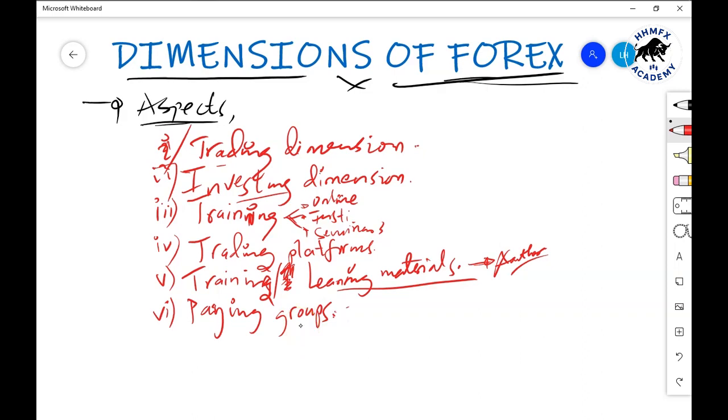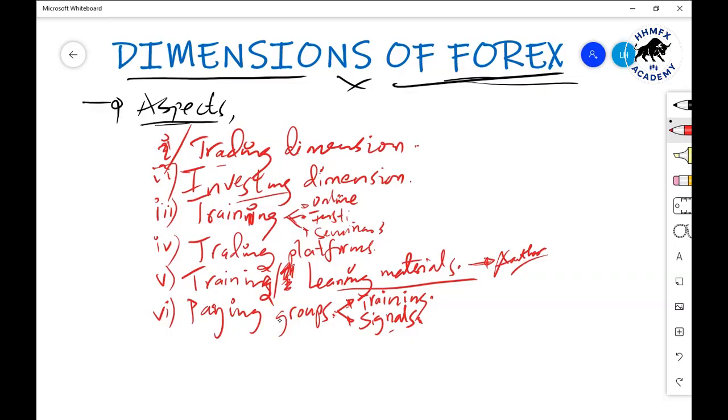Now those groups can be of different types. Sometimes they are training groups. There are certain groups that are specifically concerned with training, so a person who wants to learn about Forex may join those groups. And also we have other groups that are concerned with providing signals. So people make money through charging those fees to people who join those paying groups.